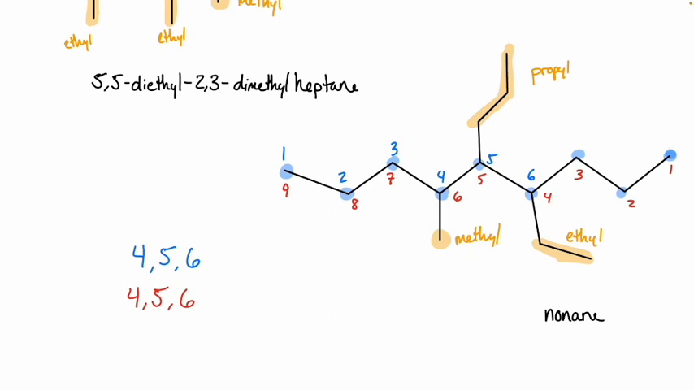All right, putting it all together, we're still going to put the name together in alphabetical order, right? So 4-ethyl, LMNOP, 6-methyl, 5-propyl, nonane.